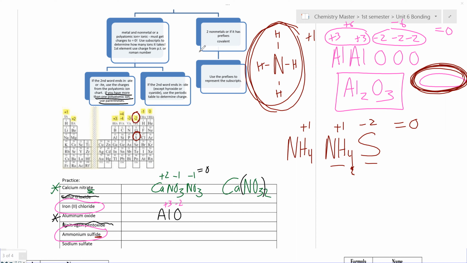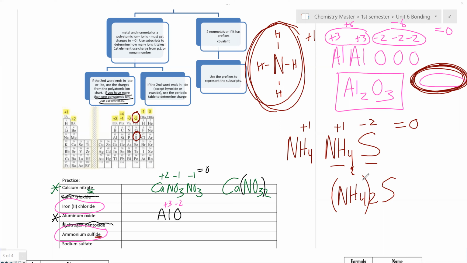All right, Joe told us earlier, if we have more than one, we need parentheses, because otherwise it looks like this, NH42S. So we need to make sure we put our parentheses, (NH4)2S. Excellent. Okay. All right, here we go. Let's go to the newer stuff.